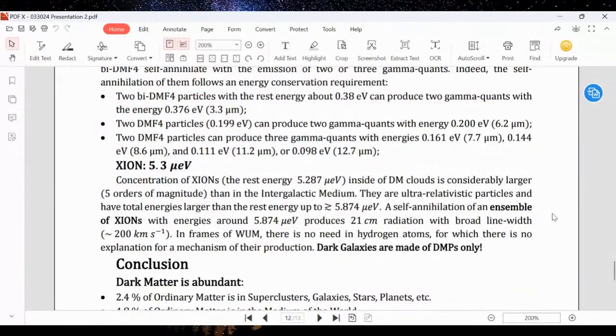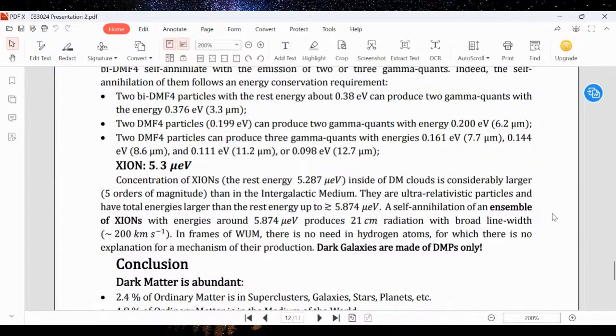Xeon, 5.3 microelectron volts. The concentration of xeons, with rest energy 5287 microelectron volts, inside of dark matter clouds is considerably larger, by 5 orders of magnitude, than in the intergalactic medium. They are ultra-relativistic particles and have total energies larger than the rest energy, up to 5.87 microelectron volts.